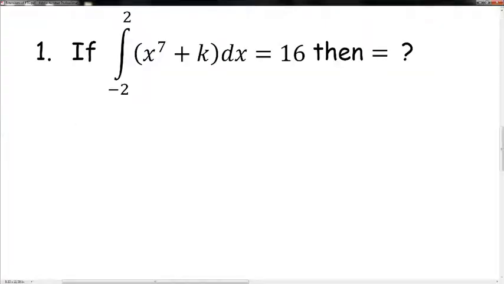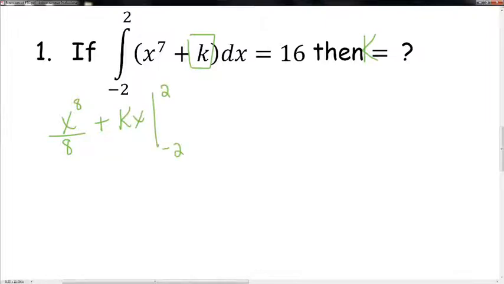Number one: if the integral from -2 to 2 of x to the 7th plus k, here's our unknown, dx is equal to 16, then, sorry, this is supposed to be k. K is equal to what? So let's go ahead and take the antiderivative, and that gives me x to the 8th divided by 8 plus kx, and these are evaluated from -2 to 2.